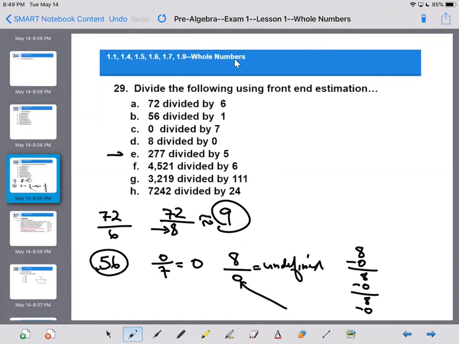277 divided by 5, well, I'm just going to round that up to 300 divided by 5. And I'm thinking, well, 5 will divide 300 60 times.